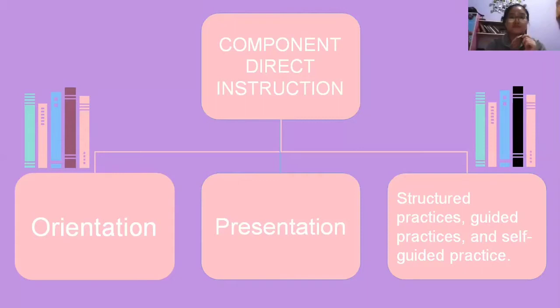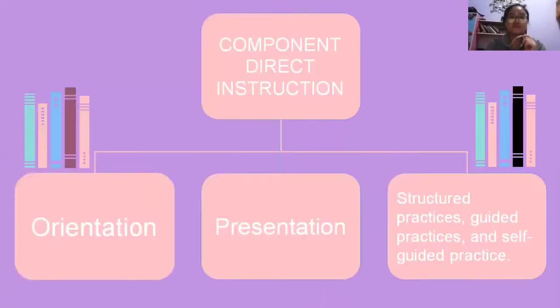And the last one is structure practice, guide practice, and self-guide practice. The final stage is all 3 types of practice. This stage is where teachers gradually begin to let go of their students to do their own work. At first, the teacher will guide the student in full to do the job, and then the teacher will let them work alone but still be monitored by the teacher. In the end, the students are released to practice by themselves what they were doing.